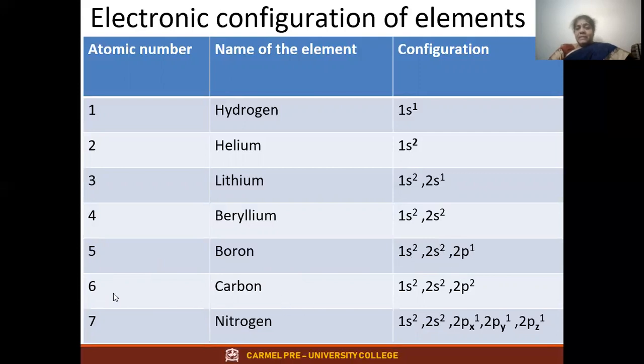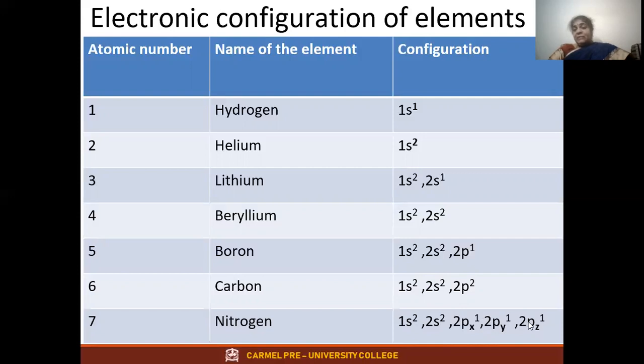Carbon, atomic number 6, 1s2, 2s2, 2p2. Okay, the seventh one, nitrogen. If you remember, I started this session with the nitrogen configuration, 2p3. Okay, 1s2, 2s2. The remaining 3 will be p3. But when you are writing this p3, students, please write this way. This is according to Hund's rule of maximum multiplicity.